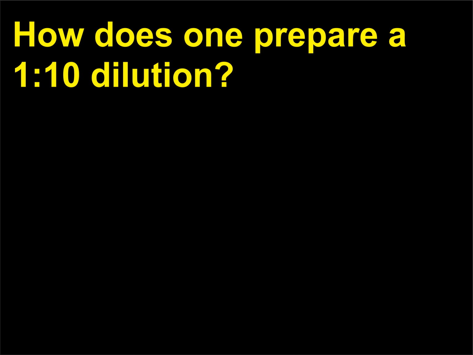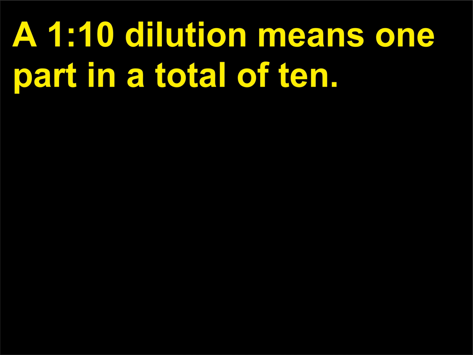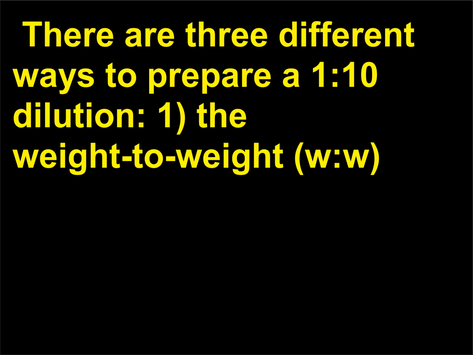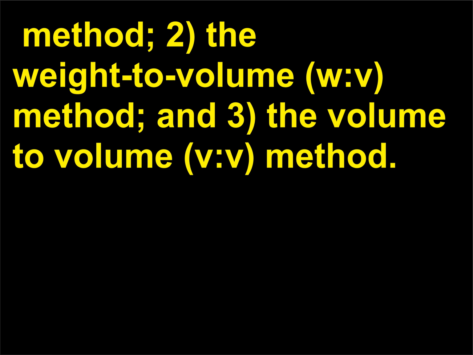How does one prepare a 1:10 dilution? A 1:10 dilution means 1 part in a total of 10. There are 3 different ways to prepare a 1:10 dilution: 1. The weight-to-weight, W/W method, 2. The weight-to-volume, W/V method, and 3. The volume-to-volume, V/V method.